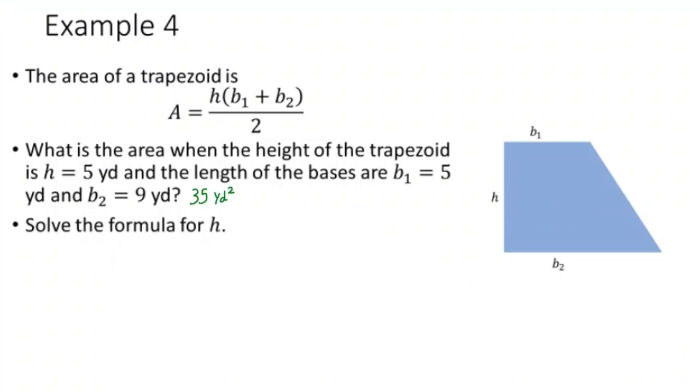In some circumstances, we may not want to find the area. We may know what the area and the length of the bases are, but from that, we want to figure out what the height of the trapezoid would have to be. If we have to do this several times, it would be very cumbersome to just take the values of A, B1, and B2, plug them in, and then solve for H over and over again.